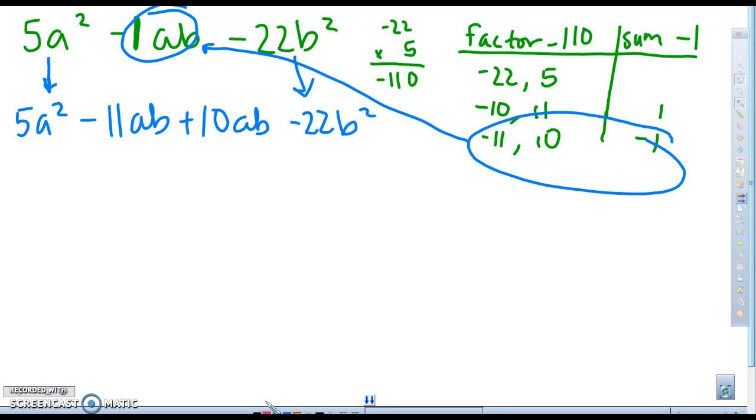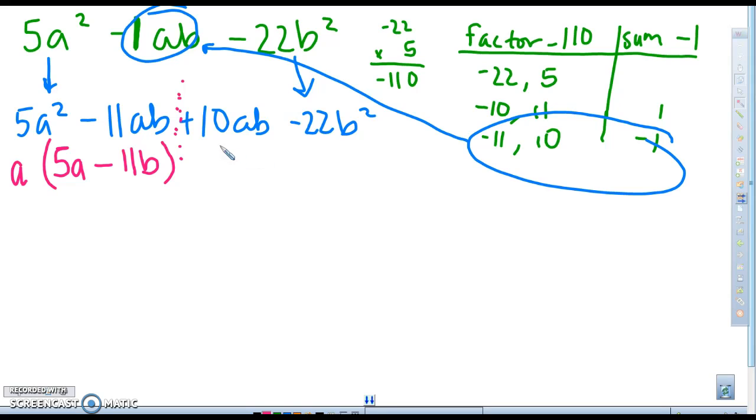Then I go ahead and do factor by grouping, meaning I split this in half, and I look at each half and I see what I can take out. Out of this first one, I can take an a. So that'll go on the outside of the parentheses. 5a squared divided by a would just be 5a. If I divide minus 11ab by a, I'm going to get minus 11b.